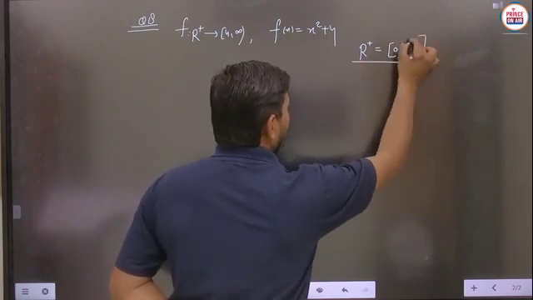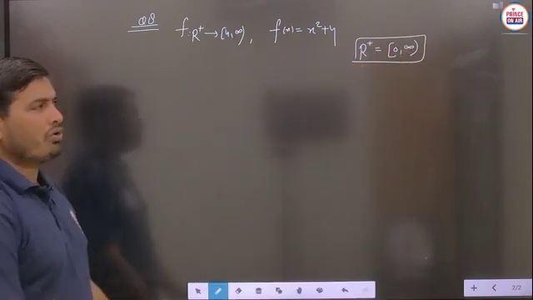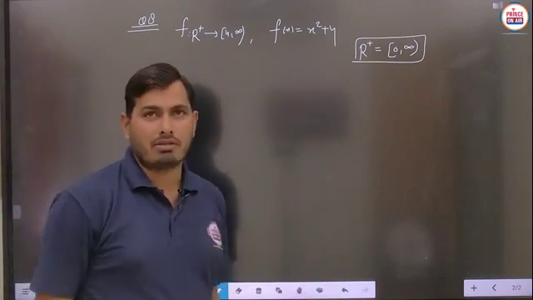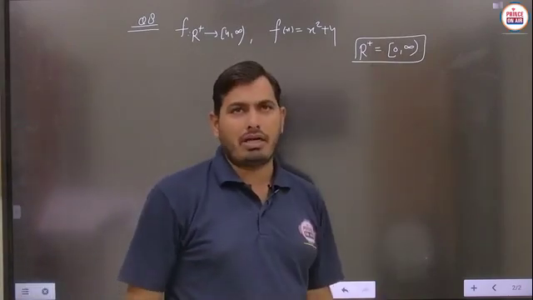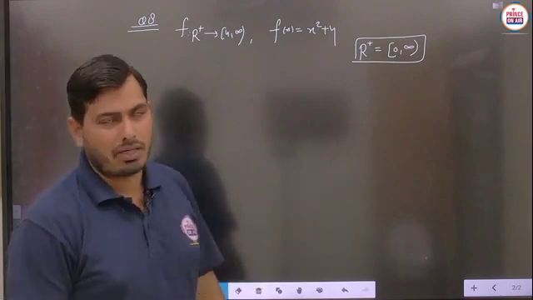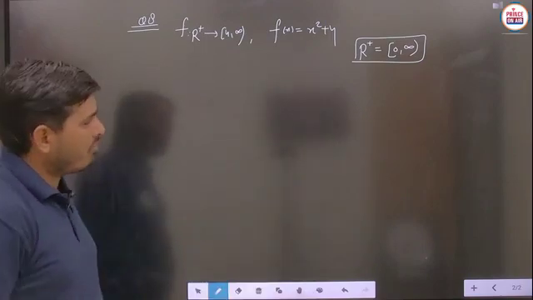Is it clear? So this is the meaning of R positive, because it is the set of all non-negative real numbers, so 0 is also included here. That's why we have to use the closed bracket. Is it clear? So you can just understand the meaning of R positive here.